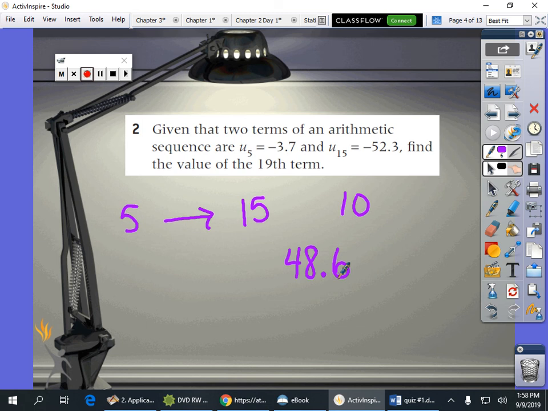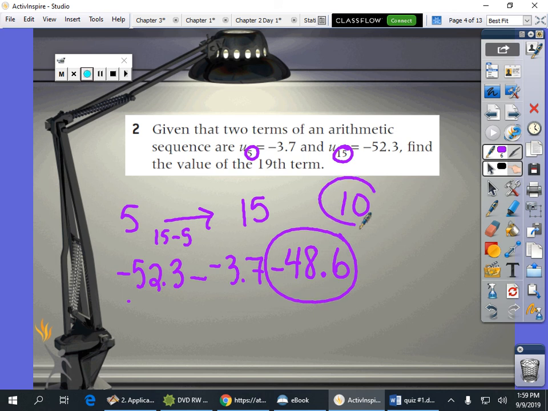Honest, I need honesty right now. If you don't know where the 10 came from, or you don't know where the 48.6 came from, your hand is in the air so I can help you. Please. Okay, great. So there's the 5 and 15, yes? So I did 15 minus 5, which gave me 10. Then I did negative 52.3 minus a negative 3.7. Double negative means I really add. Okay? And so you guys lied to me. It's a negative 48.6, or I didn't hear you when you said negative.